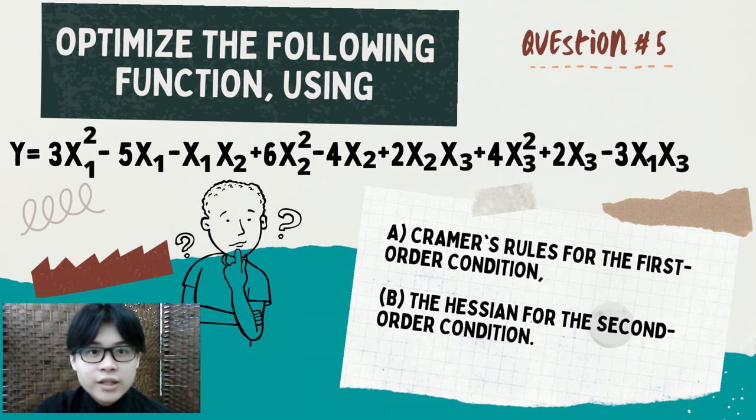Thank you. Good day, my name is Hao Jiayan and my matric number is 278515 and I will present the solution of question 5. Question 5 needs us to optimize the functions by using the Cramer rules for the first order conditions and Hessians for the second order conditions.